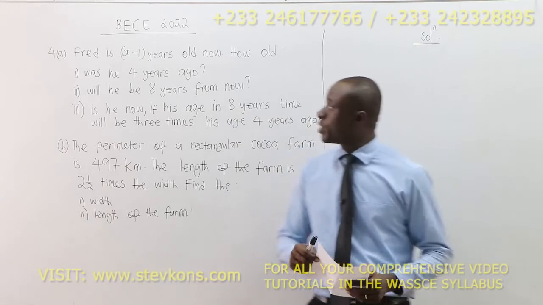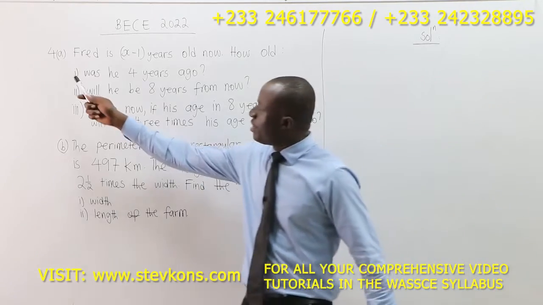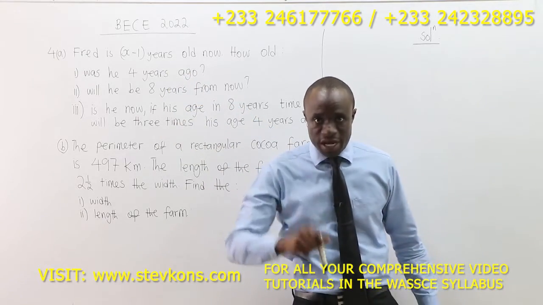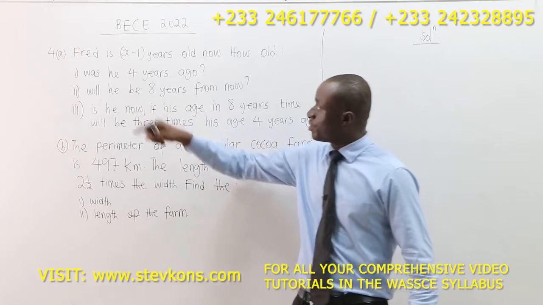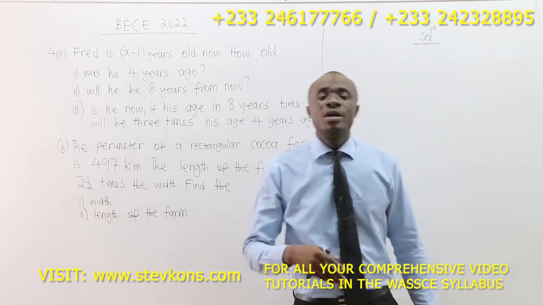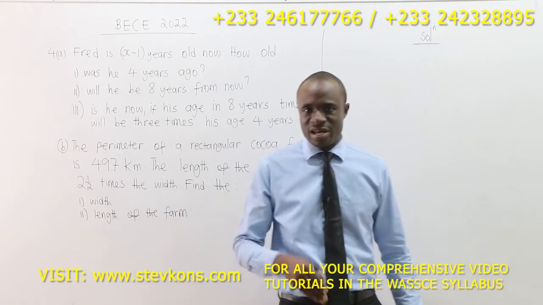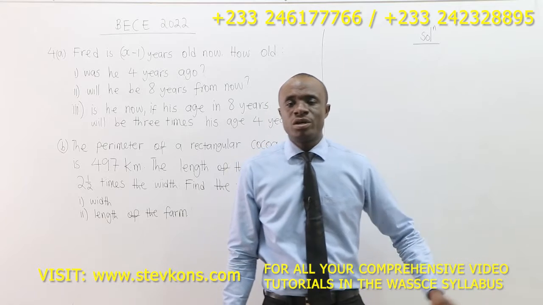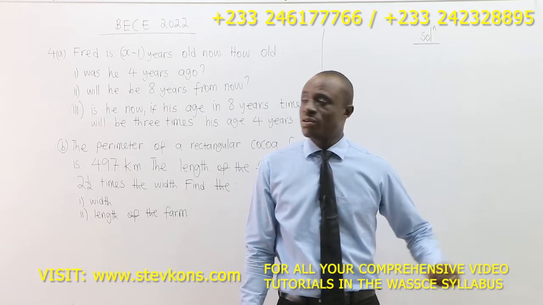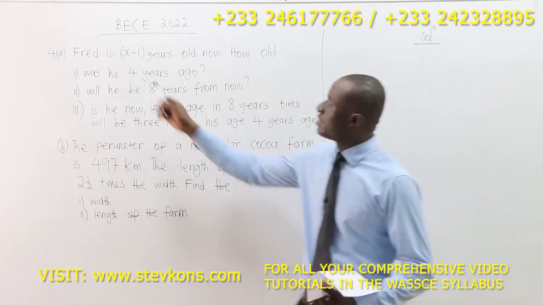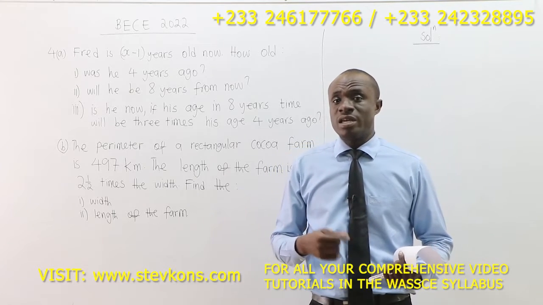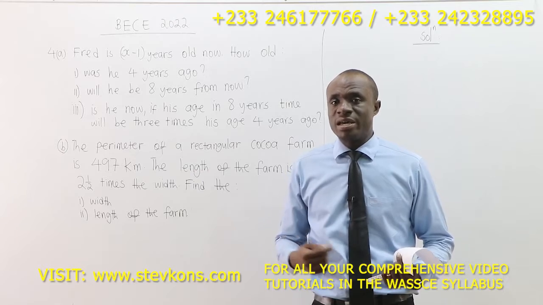BECE 2022, question number 4. A. Fred is X minus 1 years old now. So Fred's age now is X minus 1 years old. Now, how old was he 4 years ago? Let's suppose you are 10 years now. 4 years ago, what would your age be? It's going to be your age now, 10 minus 4, which is 6. So in this case, Fred's age now is X minus 1. So 4 years ago, the age will be the current age minus 4.